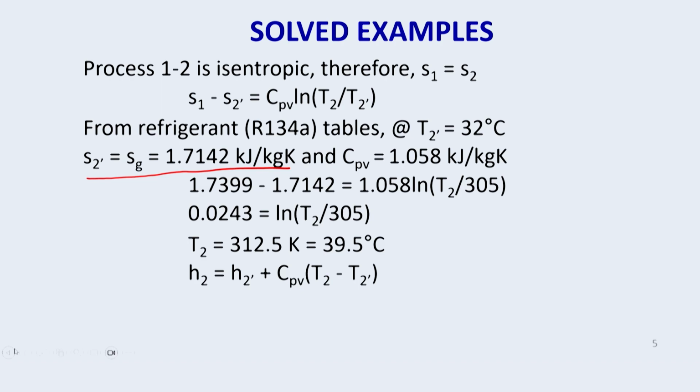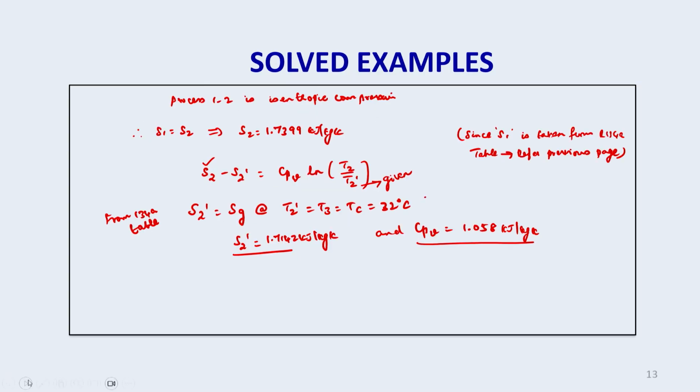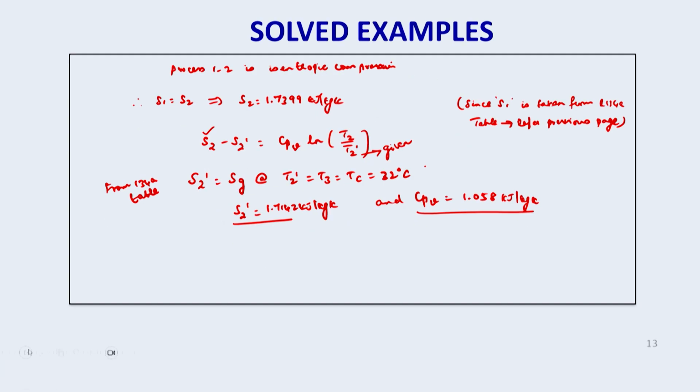Actually, if we know the temperature T2 dash, then for the Cp value we have to take the average of T2 and T2 dash. Since T2 dash is unknown, we have to take the value corresponding to the condenser temperature, which is T2 dash. So substituting these values in this equation, substitute the values of S2 dash and Cp of vapor. Let us take this as equation number 1.